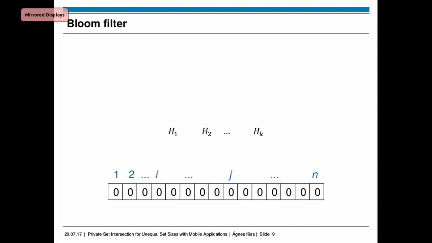So Bloom filters are used for membership testing in the following way. Firstly, we initialize a large array of zeros, of 0 bits. And we have a couple of hash functions. Both parties have knowledge about these hash functions. They agree on it in advance.